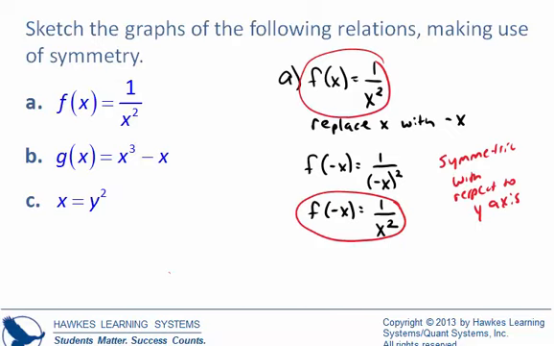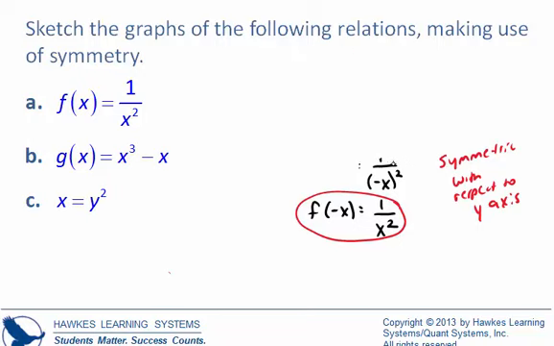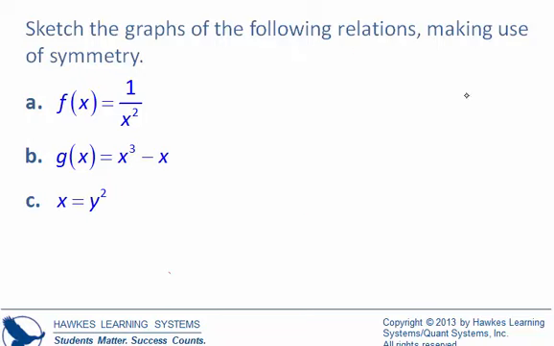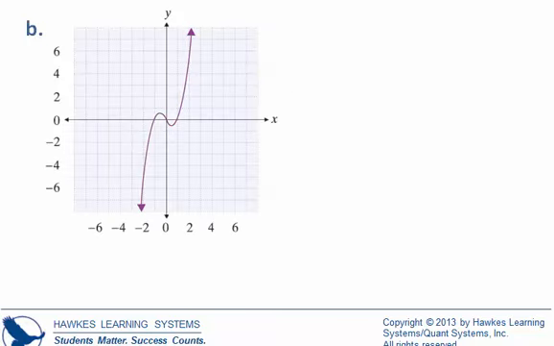So going back to our problem, let's now look at part B. For part B, we have g of x is equal to x cubed minus x. And if I graph that function, my graph looks something like this. It does not appear to have symmetry with respect to the y-axis. If I trace out my y-axis, it doesn't appear that I have mirror images on the left and the right.